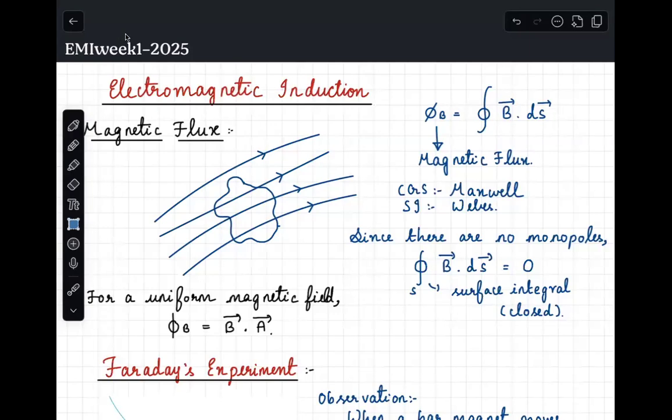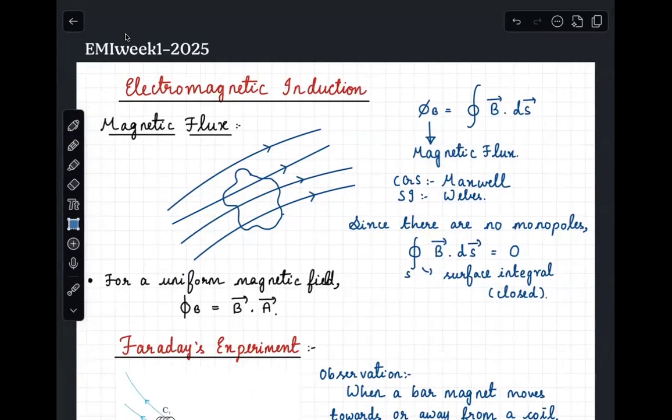So we would go with a quick brush up of electromagnetic induction. Remember, last week our major focus was sources of magnetic field, how different sources generate different types of magnetic fields. There we worked a lot. Now let us try to know something about magnetic flux.